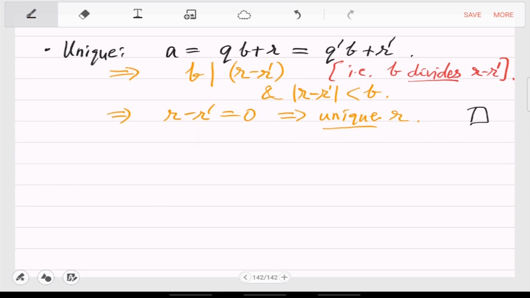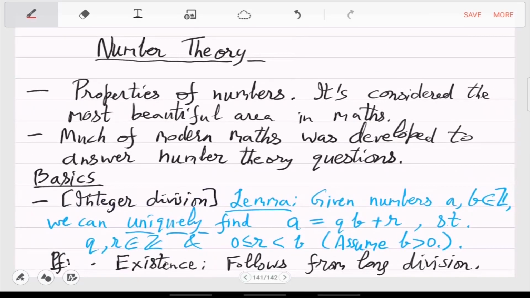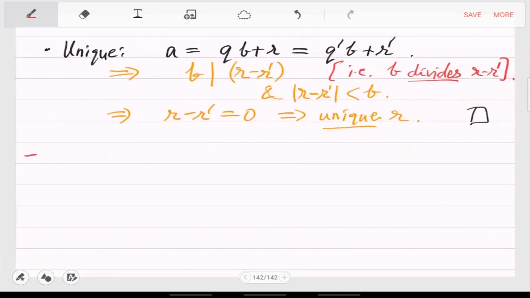Okay, so this is the reason why that one algorithm that we have learnt is enough, because it gives the exact answer. There is no other answer. Okay, so these are small beginnings, but you can do a lot with division.